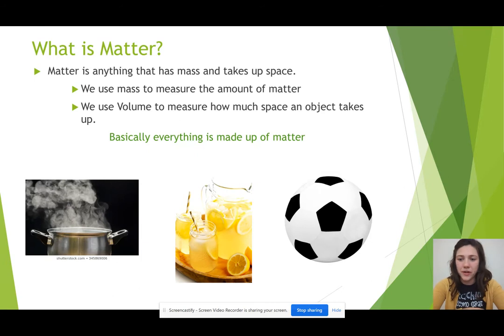What is matter? Matter is anything that has mass and takes up space. We use mass to measure the amount of matter, and we use volume to measure how much space an object takes up. Basically, everything is made up of matter. The steam coming off the pot, a glass of lemonade, or a soccer ball are all considered matter because they all have mass and take up space.